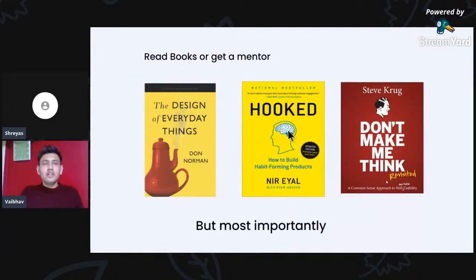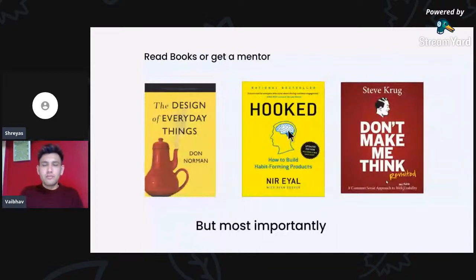Also, you can read books. There are a few books: The Design of Everyday Things, Hooked by Nir Eyal. The Design of Everyday Things is by Don Norman, who is also known as the father of user experience design. Hooked is about how to build habit-forming products, like Instagram, where you waste your whole day. Or Don't Make Me Think. It's a very easy approach to web usability. You don't have to think before ordering anything or performing any task.